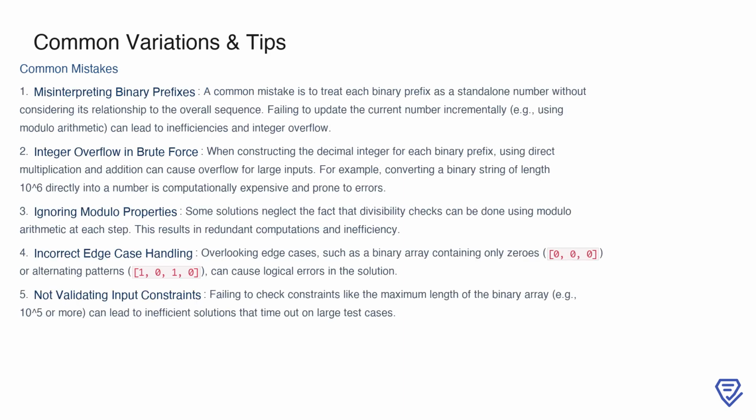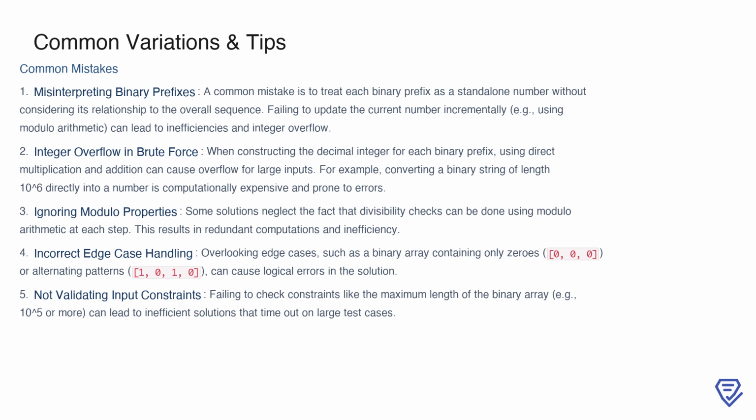When solving this problem, there are several common pitfalls to be aware of. One major mistake is misinterpreting binary prefixes. Instead of treating each prefix as part of an evolving sequence, some may incorrectly process them as standalone numbers, which can lead to inefficiencies and even errors. For example, failing to use modulo arithmetic to incrementally update the number can result in unnecessary computations.